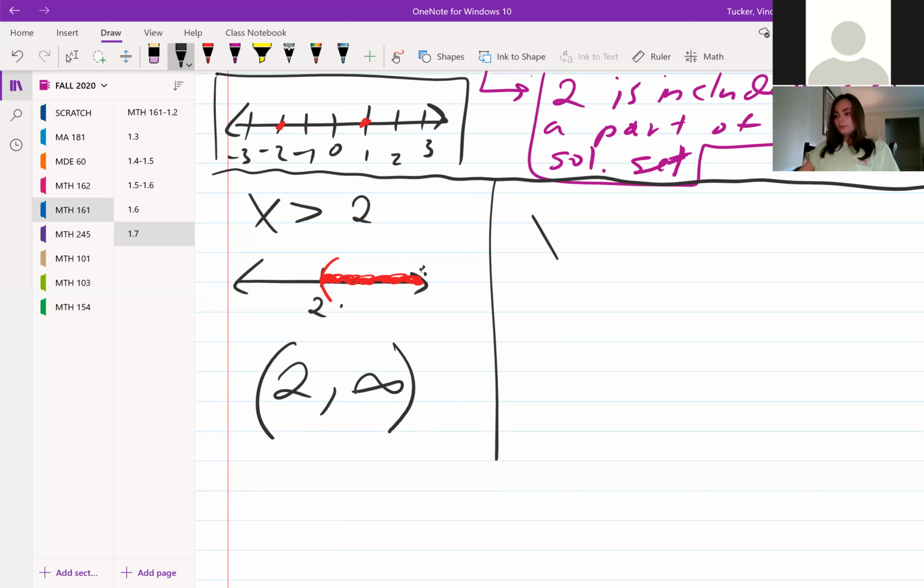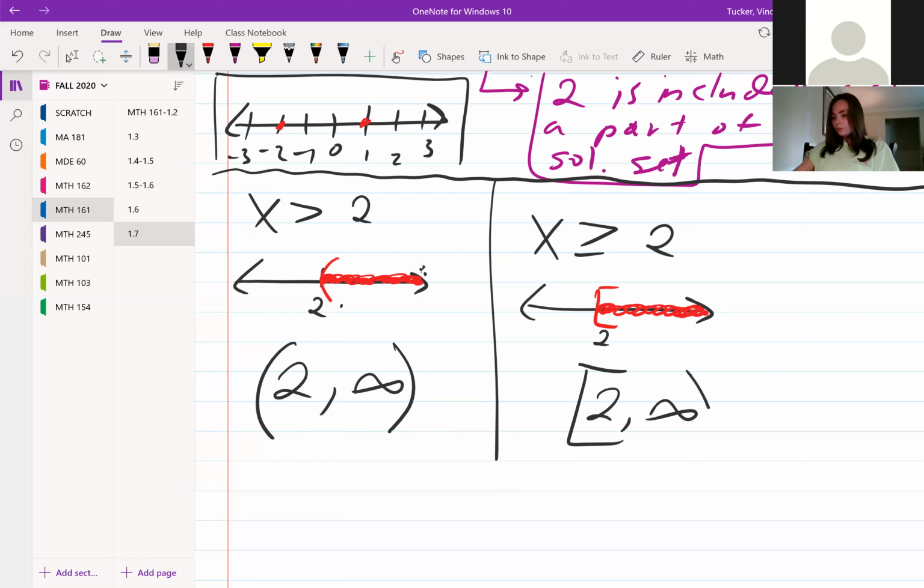So if I have x is greater than or equal to 2, 2 in the middle, but this time I'm going to use a bracket and I'm shading to the right. Still want all the values that are greater than 2, but the bracket lets me know I'm going to include the 2 as a part of my solution set. And then this is going 2 to infinity, but because I have the or equal to sign, I should still have a bracket over my 2. And once again, your infinity sign will always have a parentheses next to it.